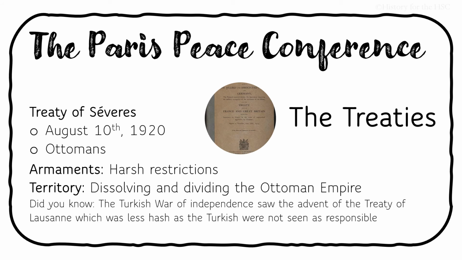In fact, the Turkish War of Independence, which happens at basically the same time, will see the Treaty of Sevres basically never being fully implemented, as Turkey gains independence and is not seen as responsible in any way for the war. A new treaty is signed, the Treaty of Lausanne, which is far less harsh on the Turkish than it had been on the Ottomans, and much of the territory which had been going to get taken off the Ottomans is given back to the Turkish.